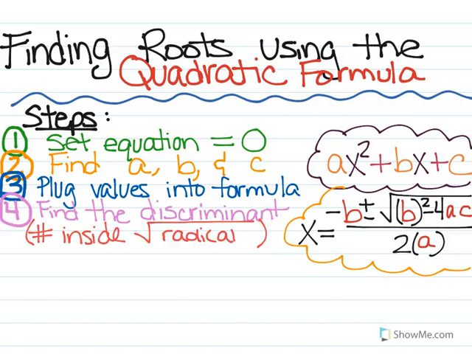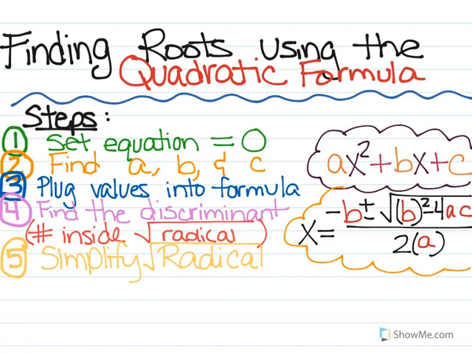Step 4 is to find the discriminant. Now this is a new vocabulary word, but the discriminant is the number inside the radical. So it's not the actual radical, it's what's inside of it. So this is where you would type into your calculator b squared minus 4ac, whatever those numbers are, hit enter to figure out what is that number that exists inside of that radical, otherwise known as the discriminant.